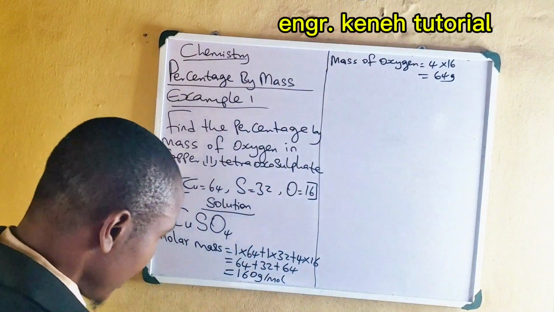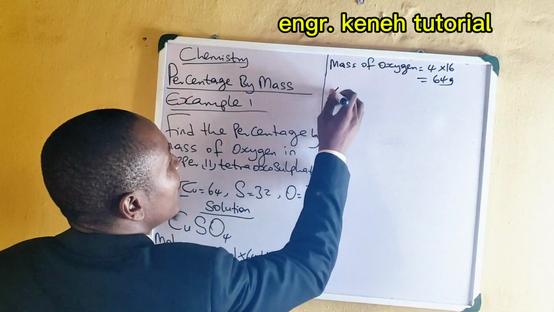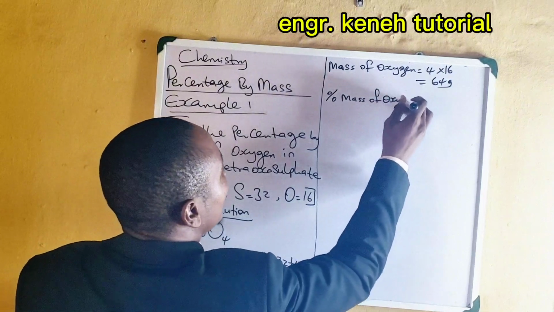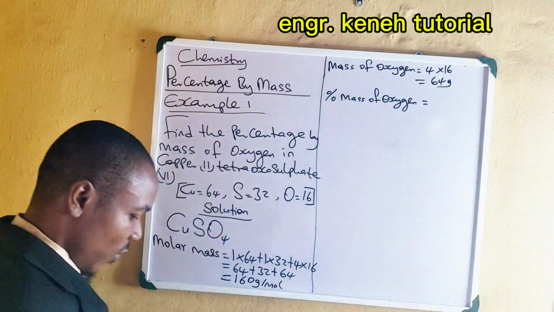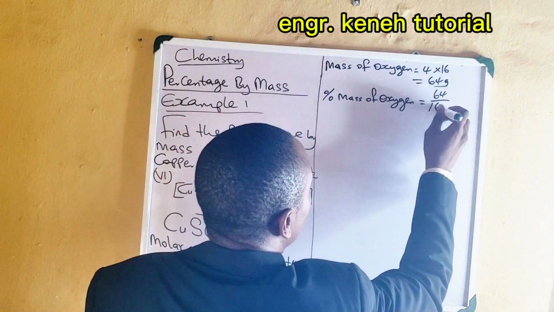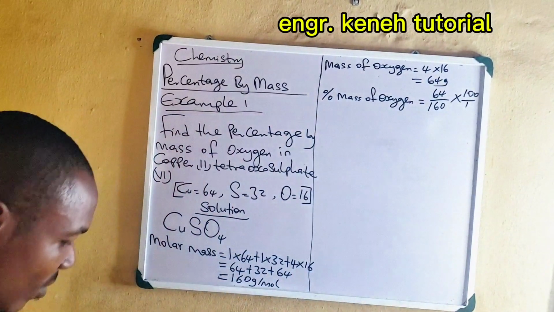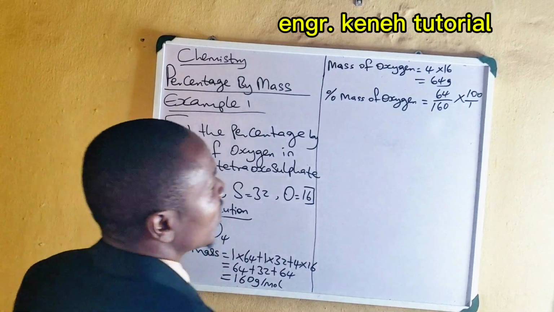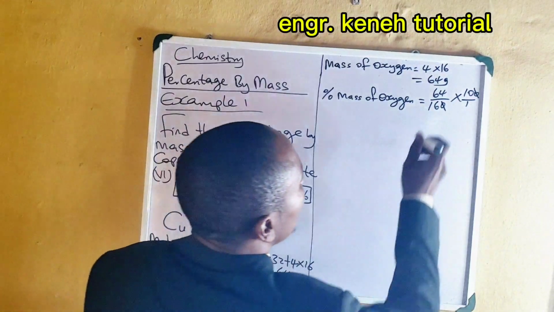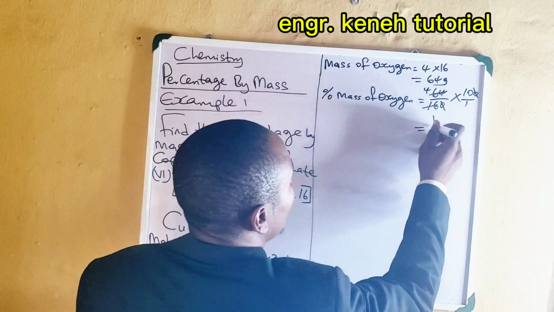They say percentage mass. So we say percentage mass of oxygen is equal to mass of oxygen over molar mass. We have the mass of oxygen, which is this, over the molar mass, which is this one, times 100 over 1. Can you see that? When you have something like this, we cancel 0 and 0. 16 divides itself and gives us 1. Dividing this gives us 4. 4 times 10 gives us 40.